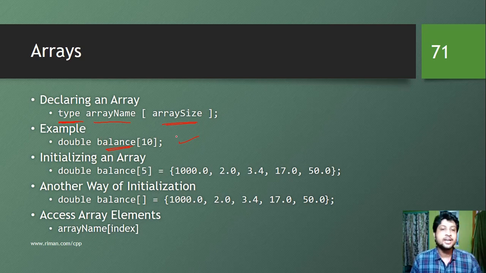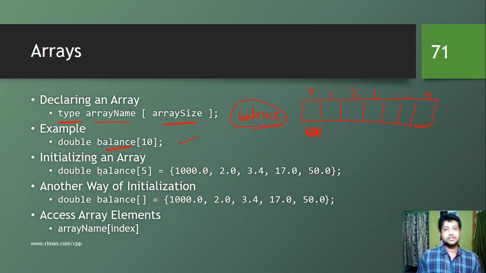And also we know that this is called balance. The address of the first element is actually the base address. So what is happening in the memory? We have this kind of thing, balance[0], so 0, 1, 2, 3 up to 9. That means memory is allocated for 10 double numbers, and the first address is assigned to this particular variable balance.